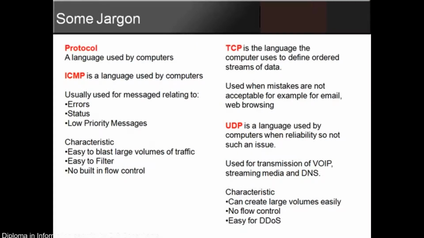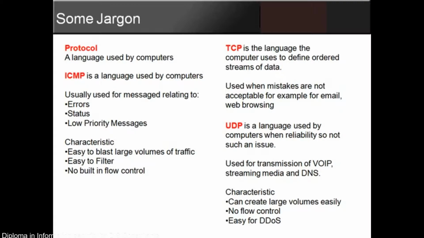Okay, first of all, the word protocol. You can think of protocol as a language used by computers. Next, ICMP. ICMP is a type of language, if you like, used by computers in order to communicate, usually around messages relating to errors, status, or low priority messages. The characteristics of ICMP are that it's easy to blast large volumes of traffic using ICMP. It's also easy to filter it, but there's no built-in flow control.